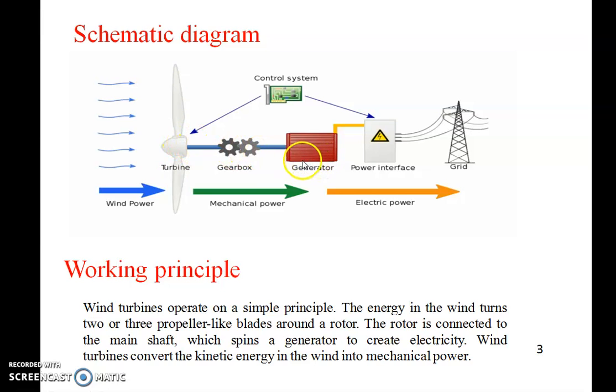ओके, आणि एकदा का जनरेटर फिरायला लागला तर तो काय करतो, generates electricity and it is given to the grid system. Okay, now there is always a control system. The control system is nothing but the heart of this particular system.